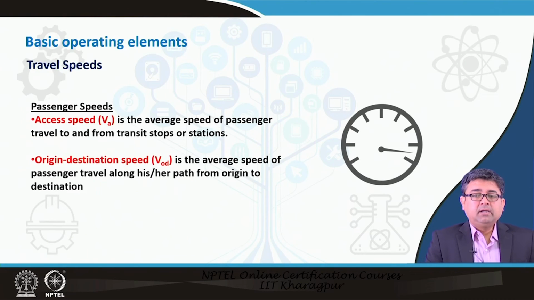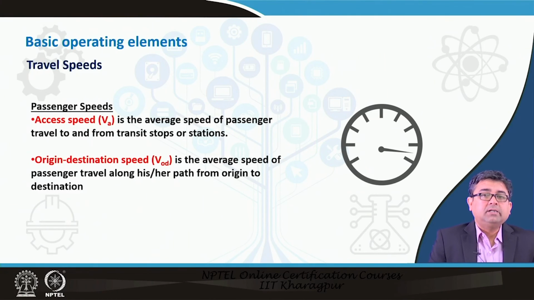So, he or she may take his motor vehicle, two-wheeler or car to the public transportation stop or station and park it there and then take the metro or the bus. But if parking is not available, then he or she may have to either walk or take some other intermediate public transportation mode such as rickshaws or cycle rickshaws or whatever they may be, and then access the public transportation line. So, that speed is called the access speed.